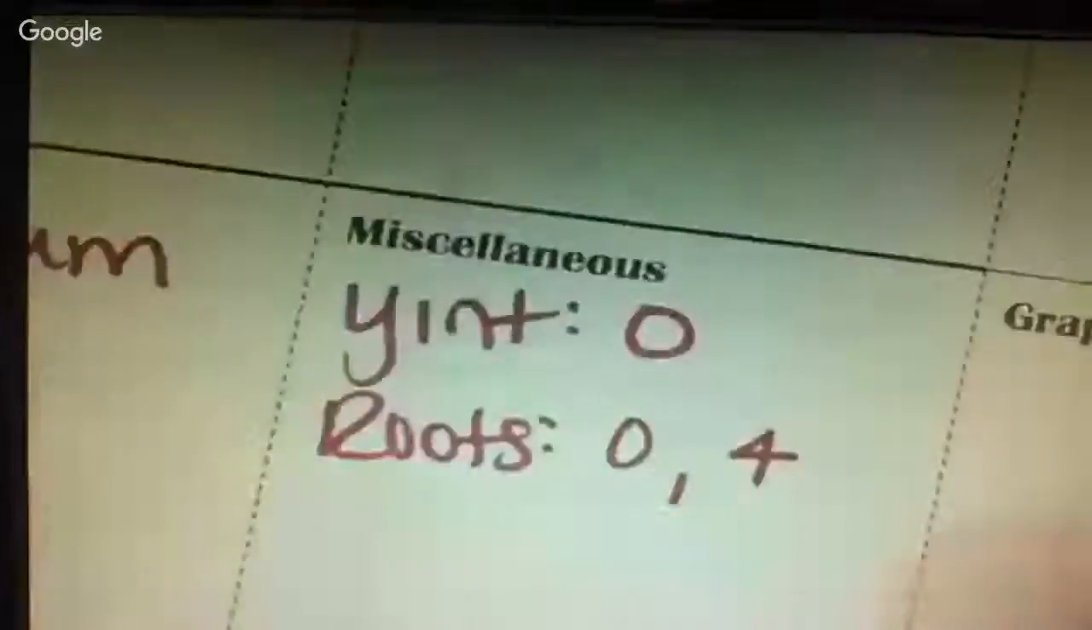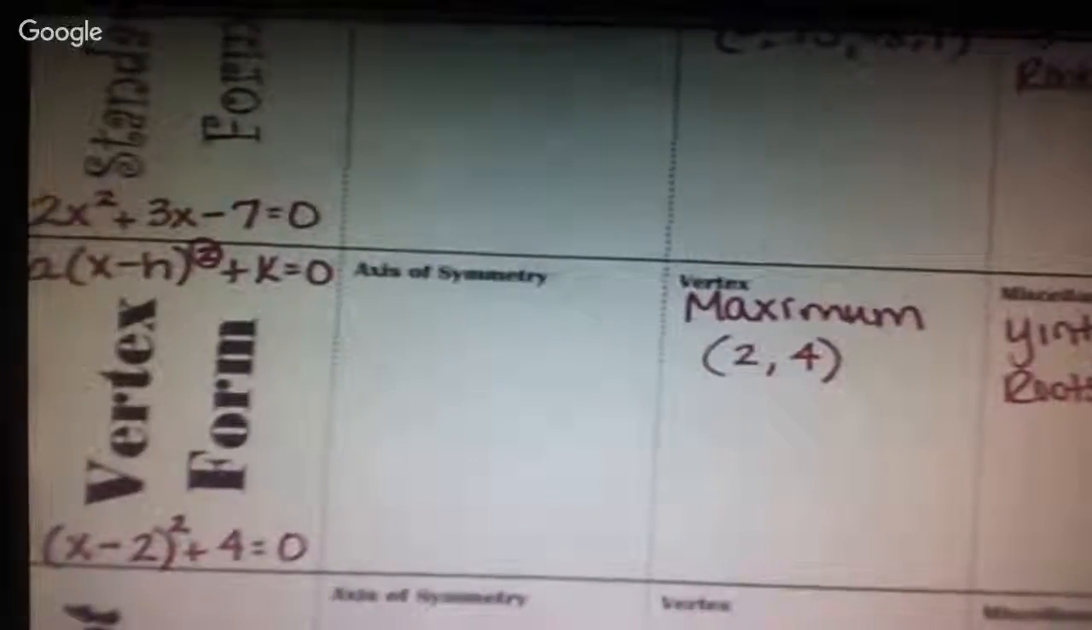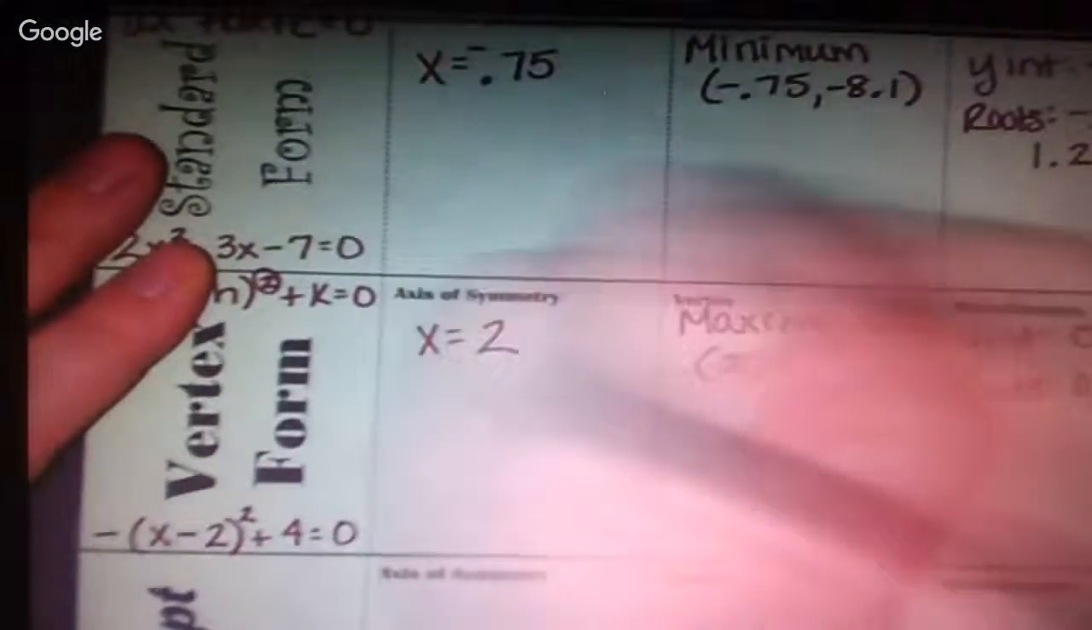Okay. Did you get x before the last root? So this is what you should have for this one right now. Okay, your axis of symmetry should be x equals 2.